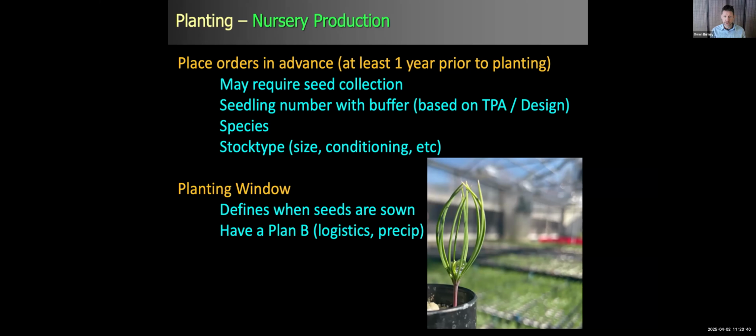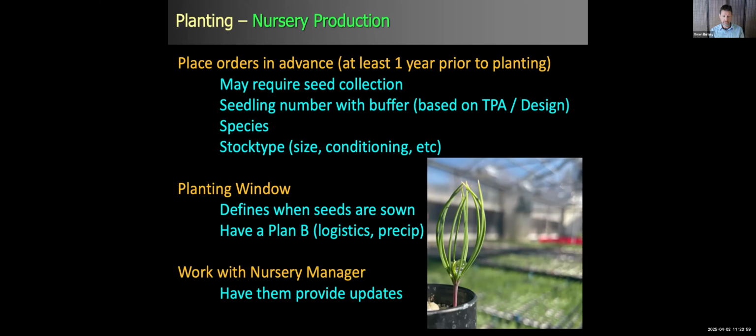And then with the planting window, again, it goes back to working with the manager. That is how we determine when seeds are sown. And so if you're planning for a monsoon and it doesn't materialize, it may be that you have to plant in the fall. And so having that plan B is really important.